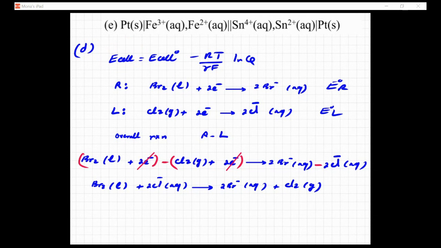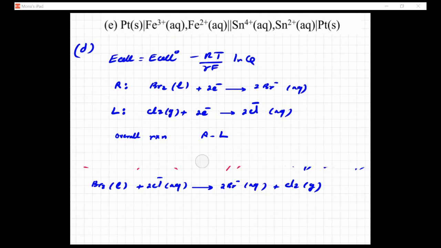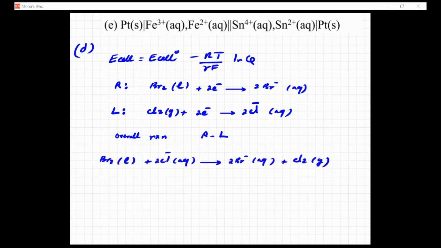Maybe you will need it later on, who knows. Anyway, so see, this is what we have. Okay, we need the reduction half reaction, which we have written previously. Why? Because I will need to write the quotient, for the overall reaction.